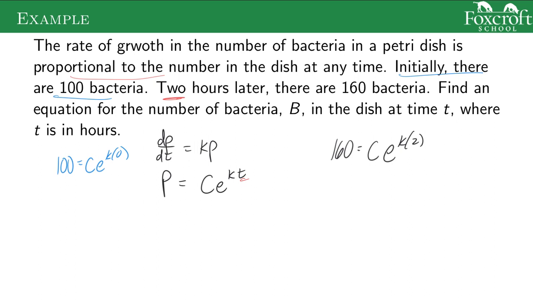Right, so initially when t is 0, this whole thing, e to the k times 0, turns into just e to the 0. E to the 0 is 1, so that tells me that C is 100. All right, so I can replace that now in this equation.